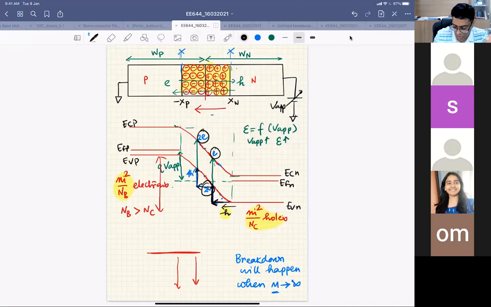So from one hole to two holes to four holes to eight holes to 16 holes, the number of holes and number of electrons will increase. So this is multiplication. This is avalanche multiplication that we had discussed earlier also. The breakdown will happen when this multiplication factor becomes infinite. The number of electrons and holes becomes very high. That means you have very high current flowing across the junction, and we call it breakdown.